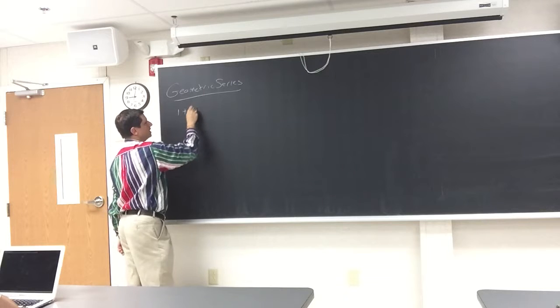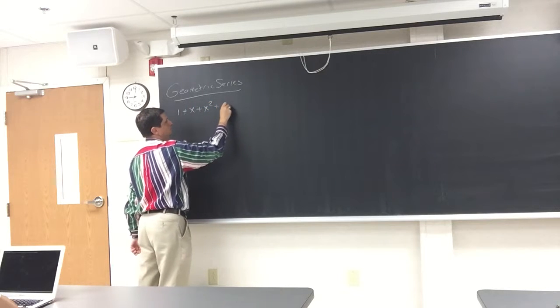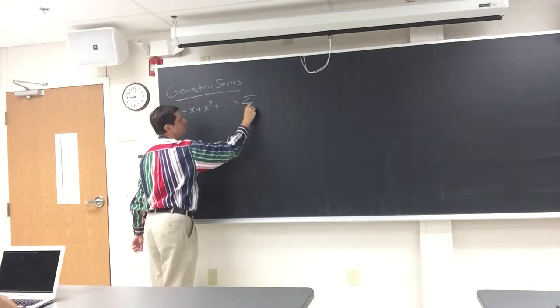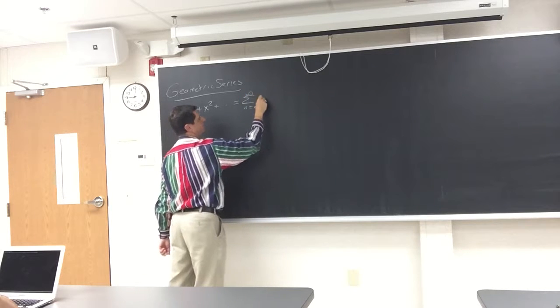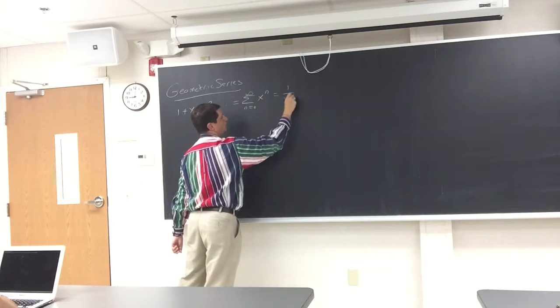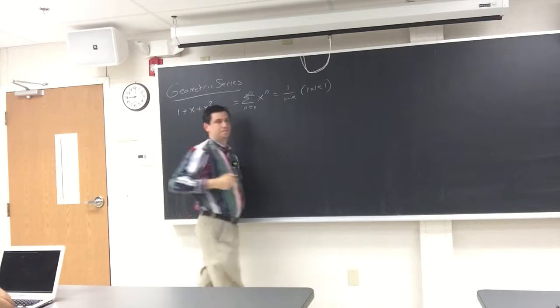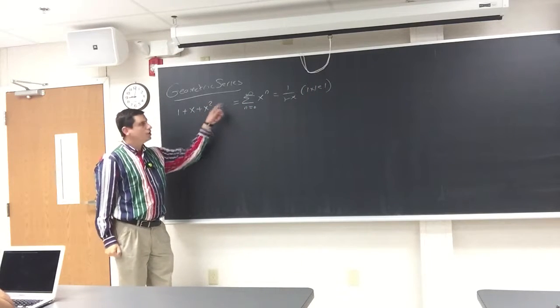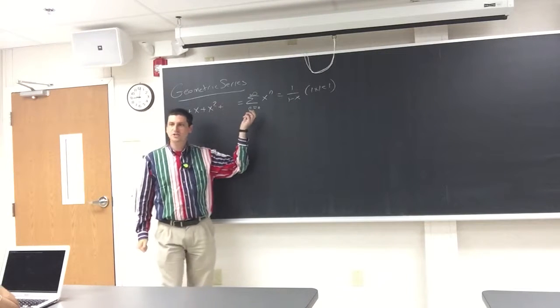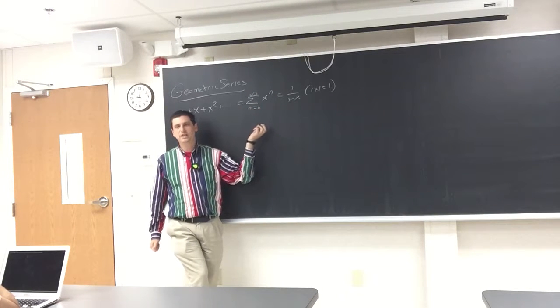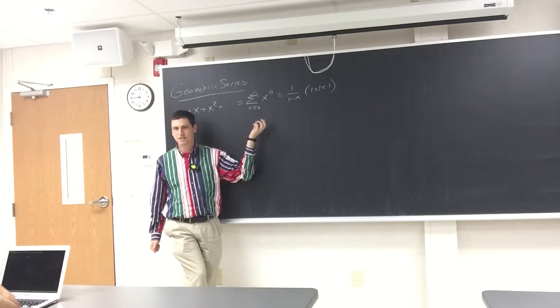So the sum, n goes from 0 to infinity, of x to the n is 1 over 1 minus x, at least if the absolute value of x is less than 1. There's a lot of ways to prove this. I'll sketch some in the additional comments. In my probability class, we do this with a memoryless process playing a basketball game.